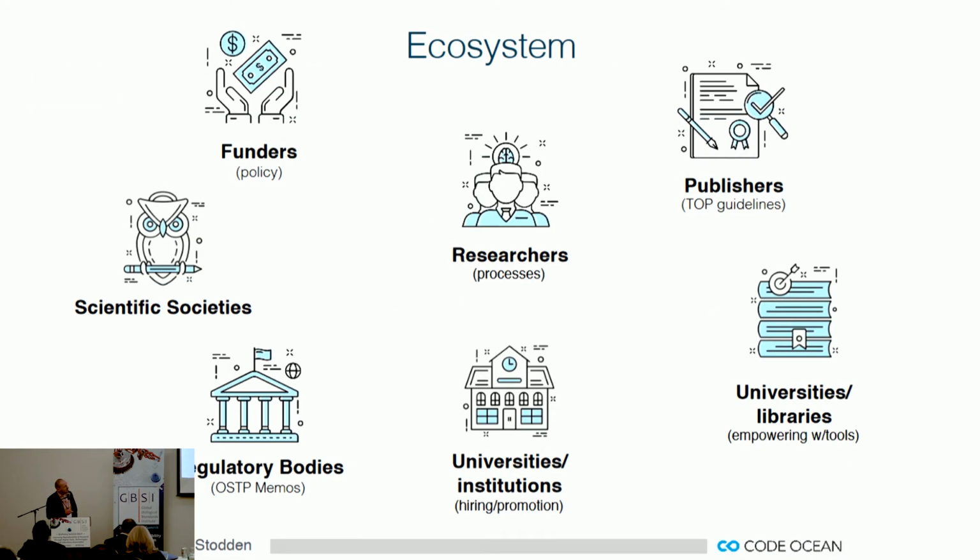This is the ecosystem here. In the middle we have the researchers, we have funders, scientific societies, university, regulatory bodies. We all need to come together. It's a big thing for us to reach reproducibility, and there's a lot that we can do. I hope that in the panels we can talk about it a little bit more.